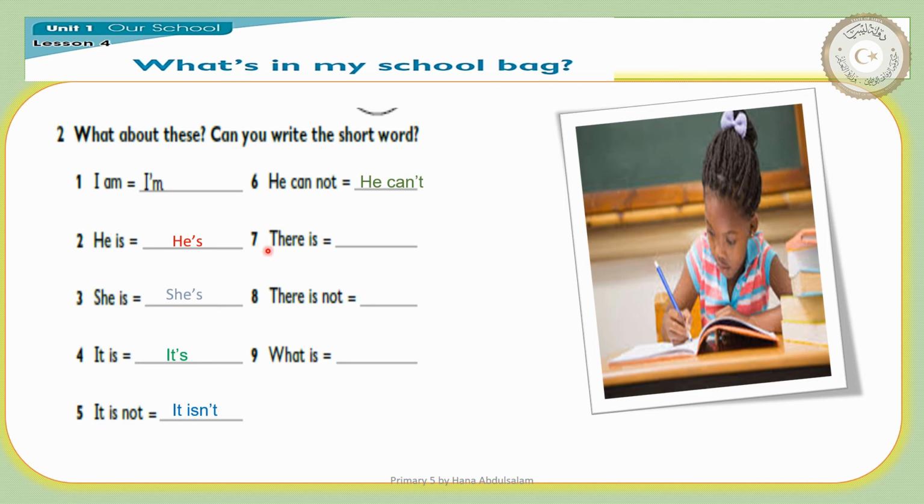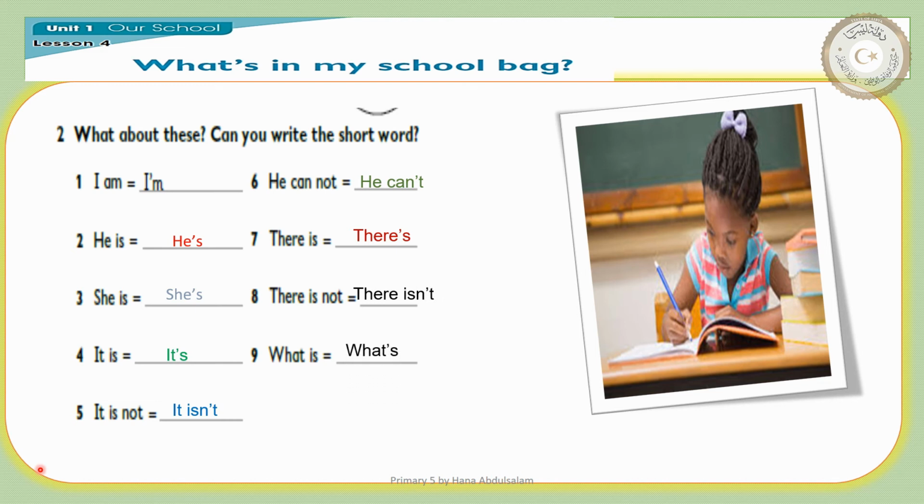Excellent. There is. Do you still remember? What is in Lena's bag? So there is. When we have only one thing, we say there is. How can we make it short form? There's. Excellent. Now try to answer these two and write them, number 8 and 9, in your activity book. Who's ready? Can you show me? Excellent. It's good.